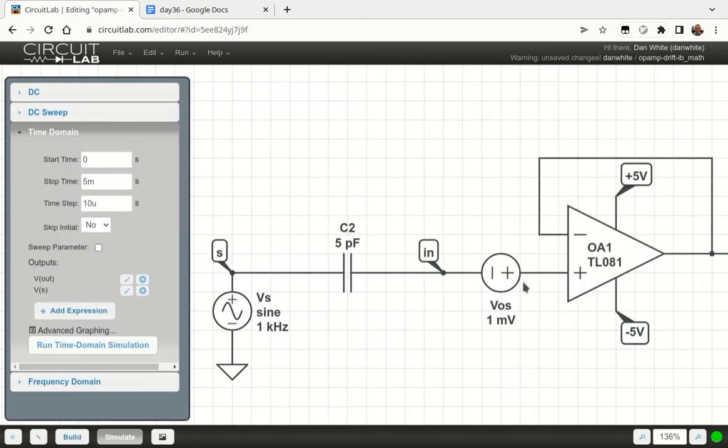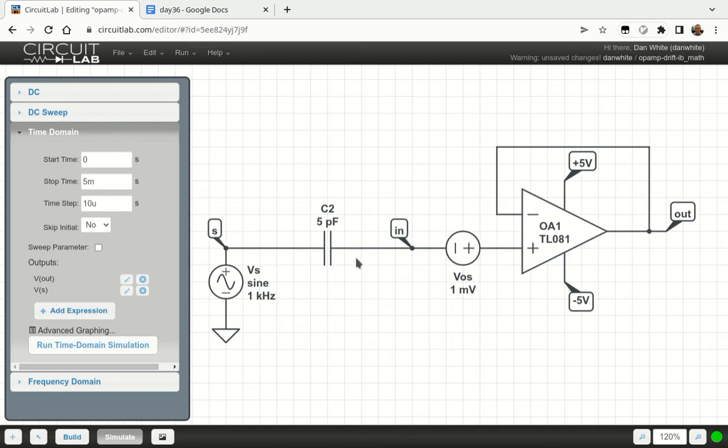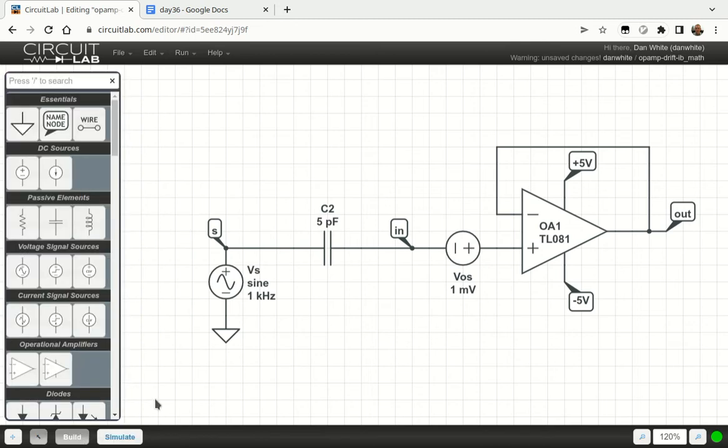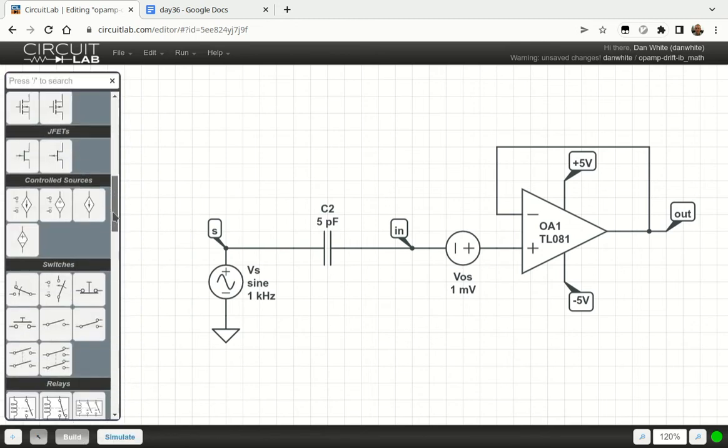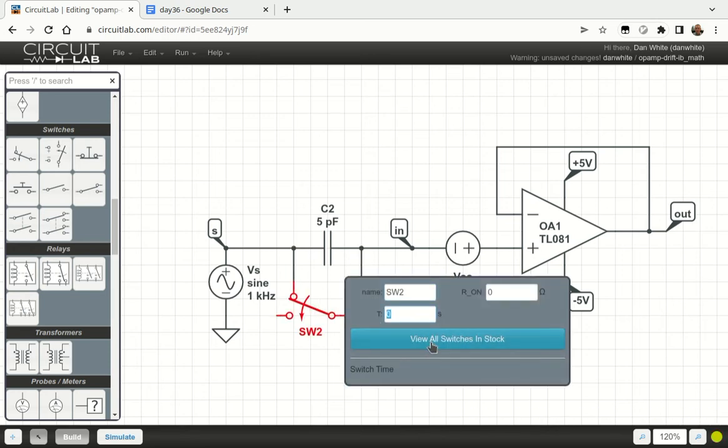Well, there's 2 reasons. The main reason, well, many reasons. So we're going to look at this. We don't have any way to specify initial conditions across this capacitor. So let's, in CircuitLab, add a time-controlled switch to this, and this switch will be closed at time equals 0, and then at 1 millisecond it will switch to open. So you see the arrow there.